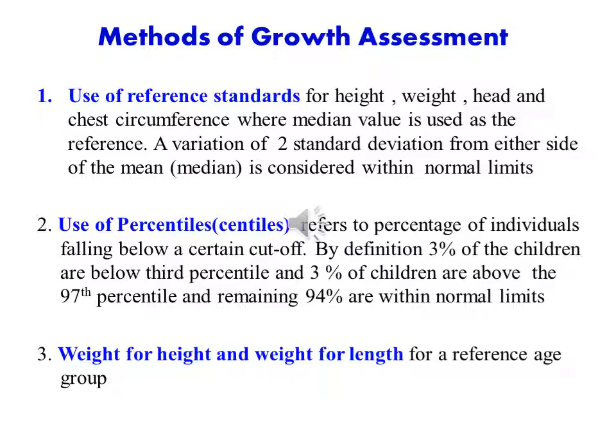Weight for height and weight for length are actually used commonly for children's growth. Weight for height tells the acute malnutrition, while the height for age, which is also known as stunting, helps in describing the long-term malnutrition or the failure to thrive for vertical growth, that is stunting.